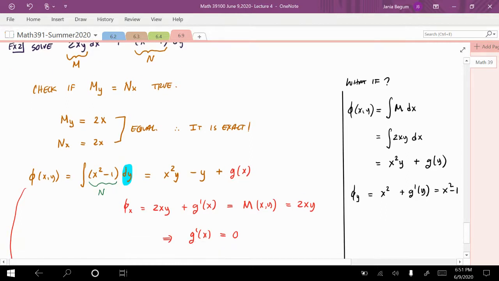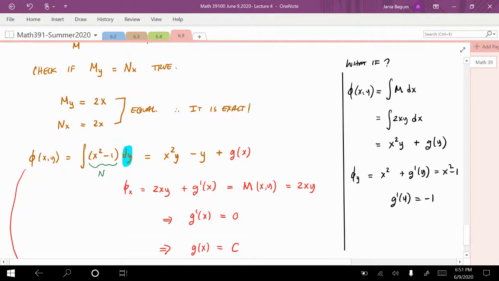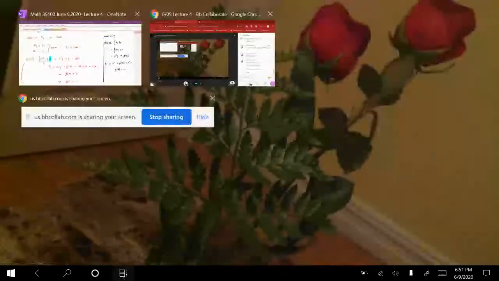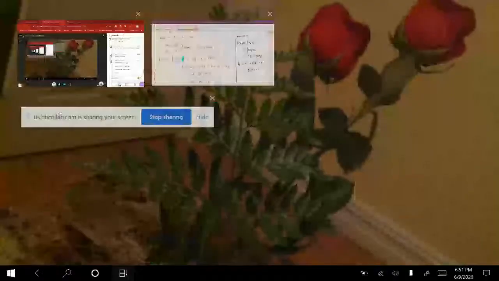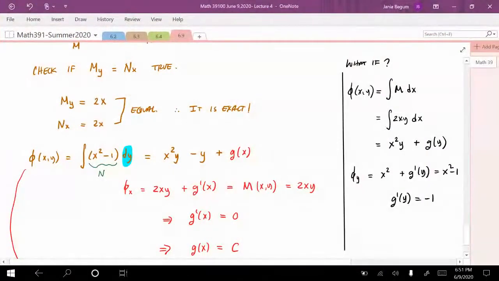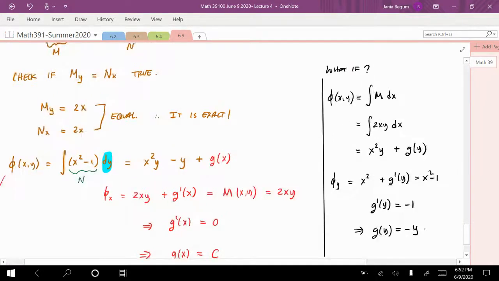And now your goal is to solve for g prime. So I'm going to subtract x squared from both sides. So we have g prime of y is equal to -1. Well, now we integrate both sides. So let me know if that makes sense. Oh, you got it. All right, so you get a -y coming out from here. So in this case, g is not a constant. It's actually a function of y. So now if I integrate with respect to y, I get g of y is equal to -y. Well, that's the function we're going to tag in right here.